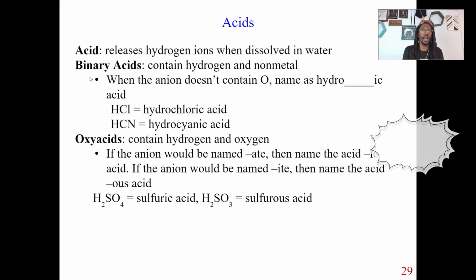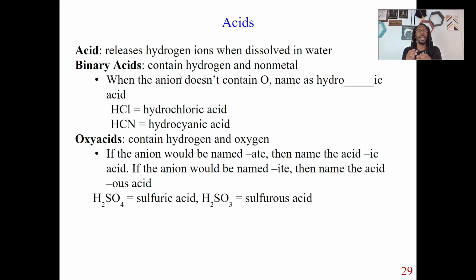Binary acids contain a hydrogen and a nonmetal. This is what we're going to do with binary acids. When the anion does not have an oxygen, which are oxy acids, which we're going to cover in a bit, you name it as this: hydro blank IC acid. Make sure to throw in that acid at the very end.